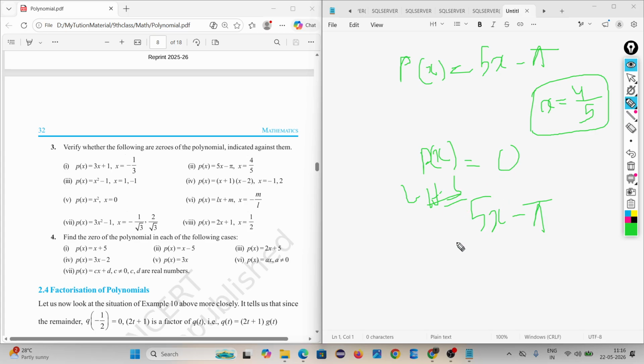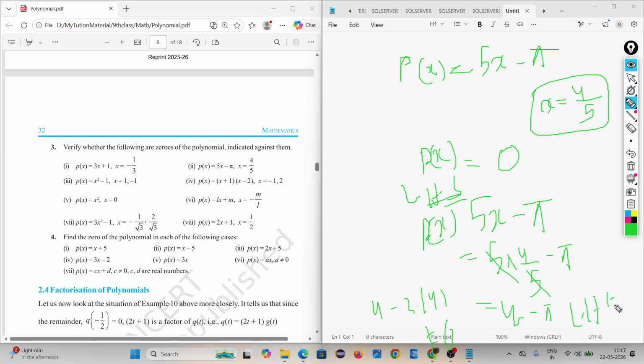P of x equal to 0. Take LHS: 5x. P of x equal to 5x minus pi. 5 into 4 upon 5 minus pi. The 5s cancel, this is pi. Then 4 minus pi. 100% it is not 0, because you know the value of pi is 3.141. So how do you get 0 here? It does not equal 0.